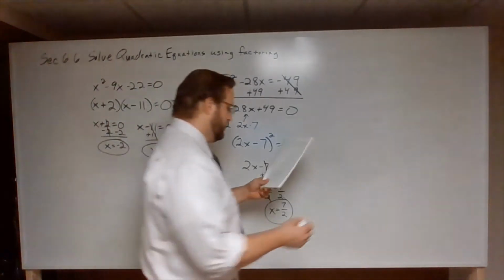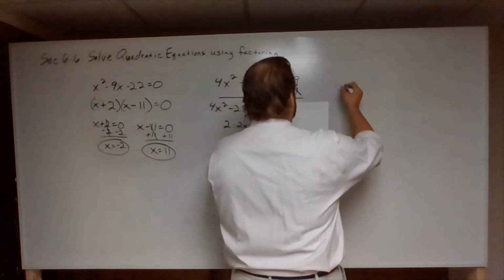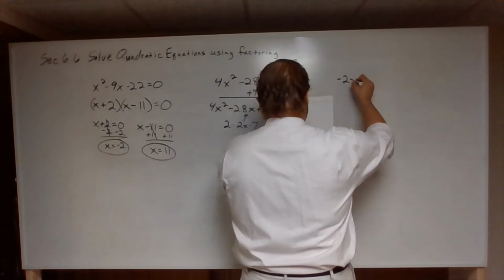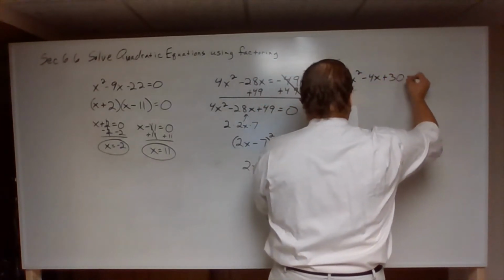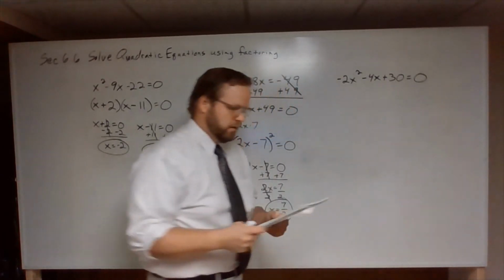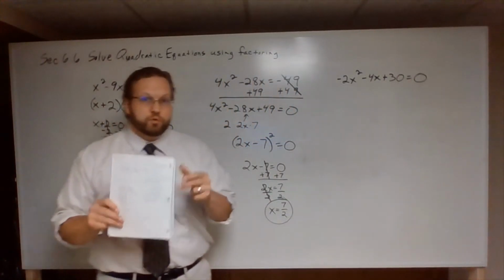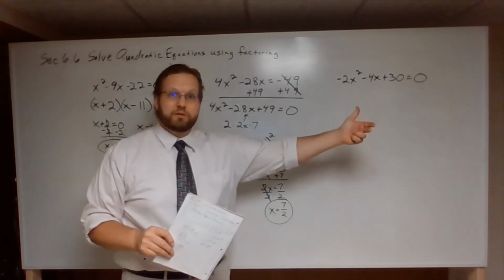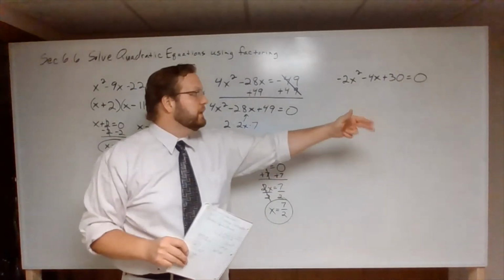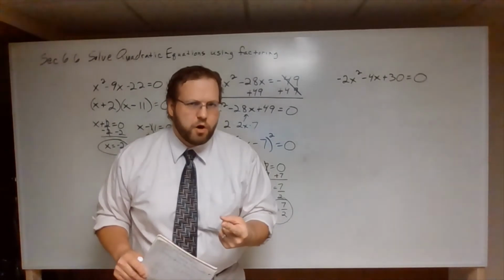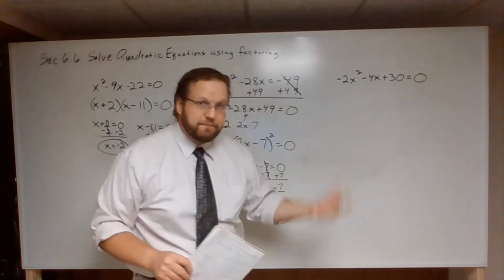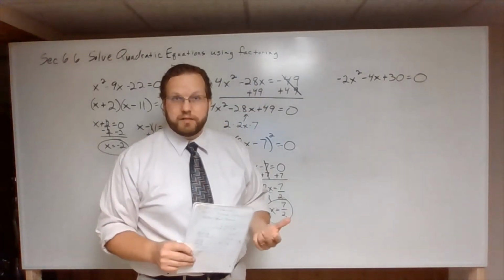Let's look at a couple more. How about this? Okay, now what's really good about this is we got a 0 on one side. We don't have to mess with that. But we still have to factor this. Now, don't forget, the very first thing always to look for is if there's a GCF. And in this case, there is.